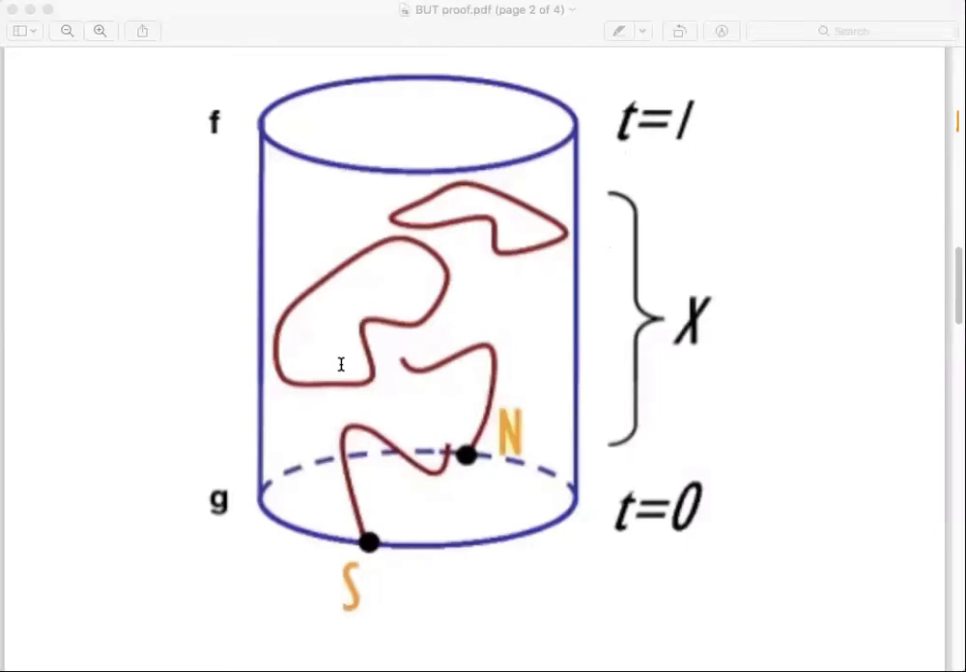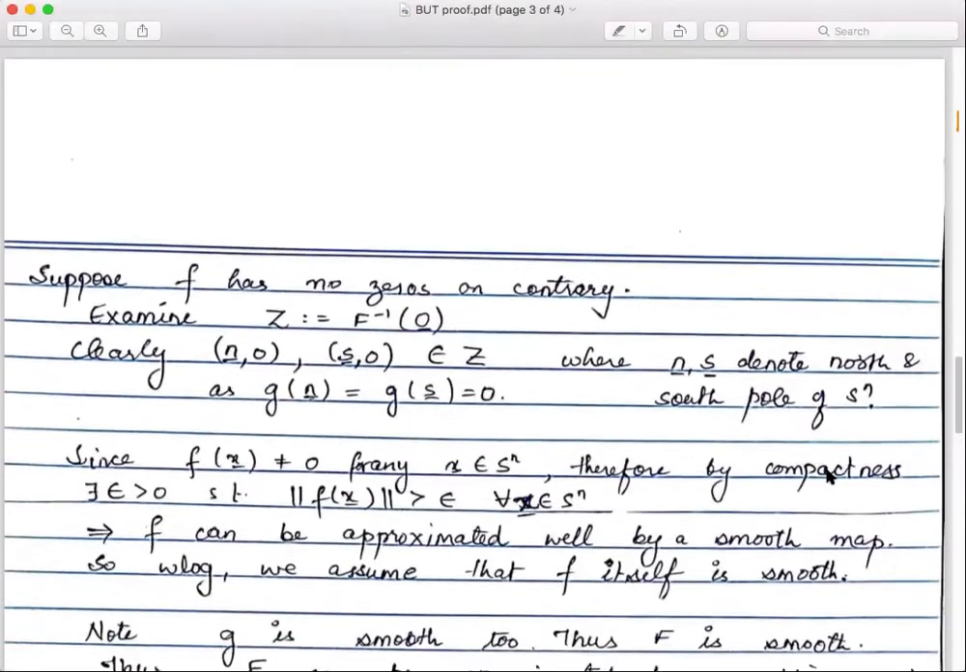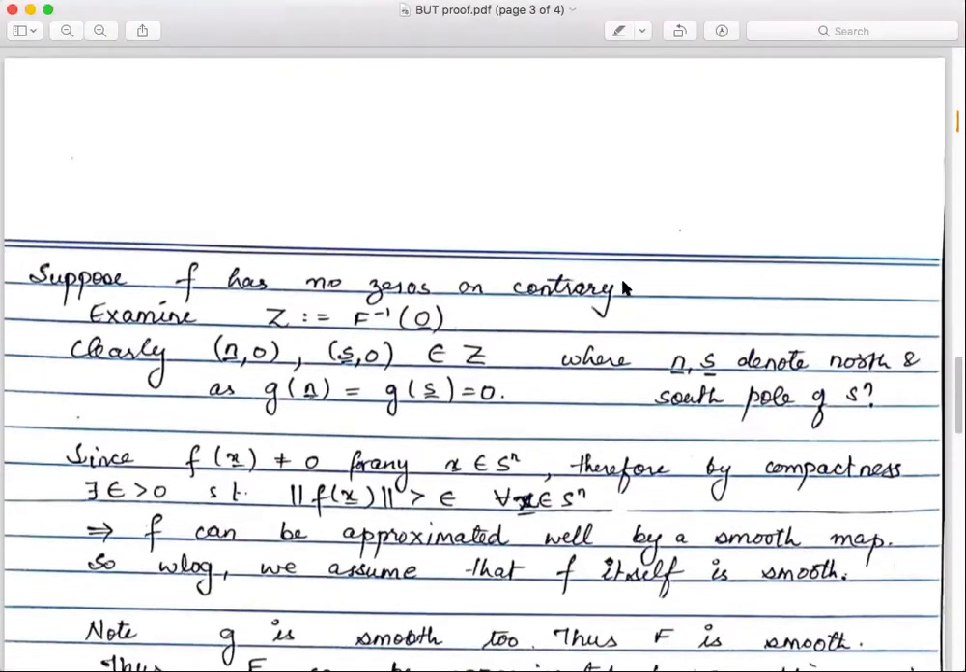Okay, so keeping this in mind, what we have to do is show that f has zeros. So suppose it doesn't, and we should arrive at a contradiction. What we are going to do is examine the space Z of zeros of the function f. So Z is the space f inverse of 0, 0 bar.